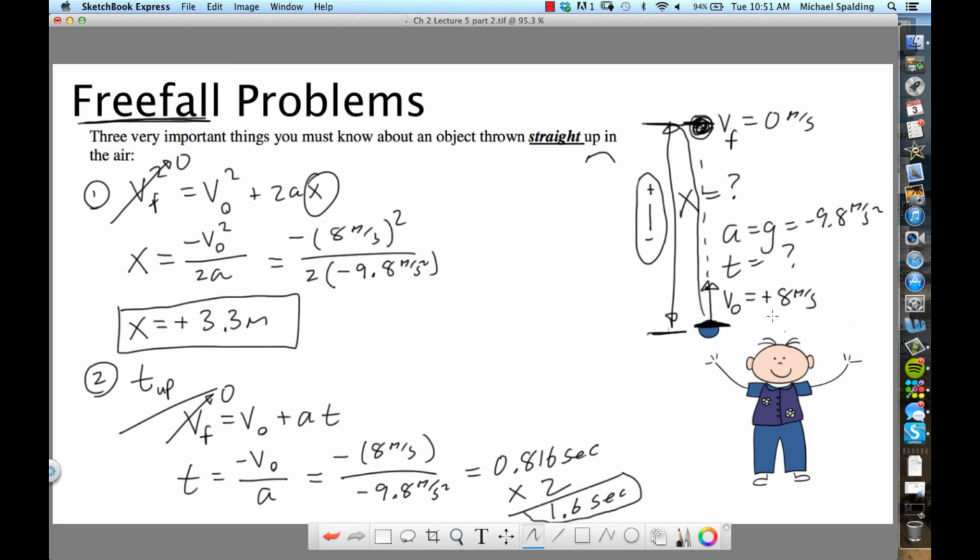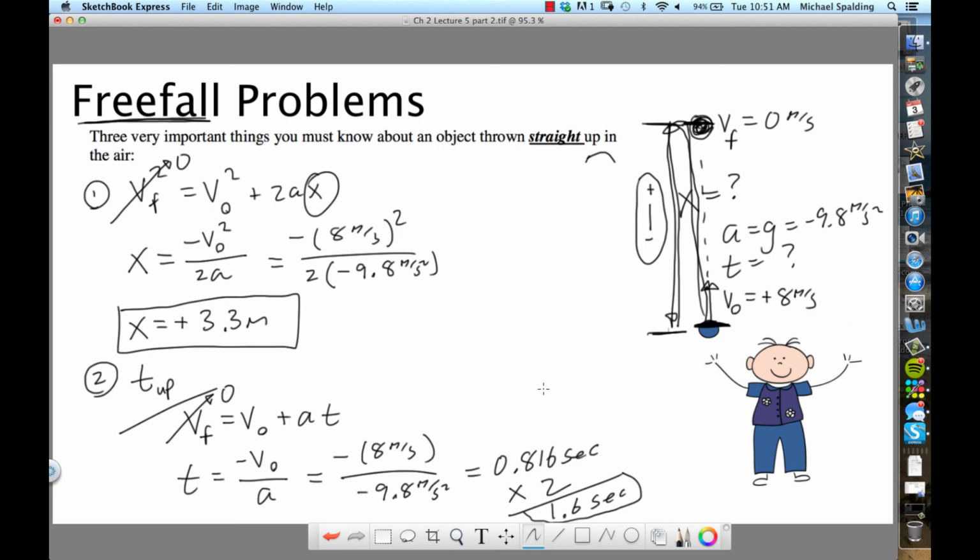I doubled it because the time up and the time down are the same. The 0.816 was the time up. And we're looking for the up and down. We're looking for the total time.